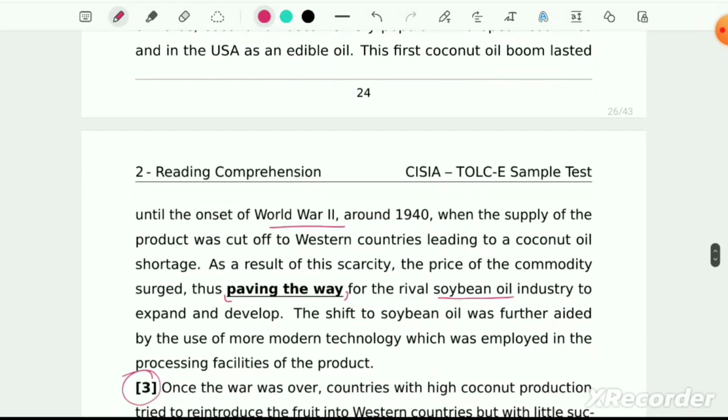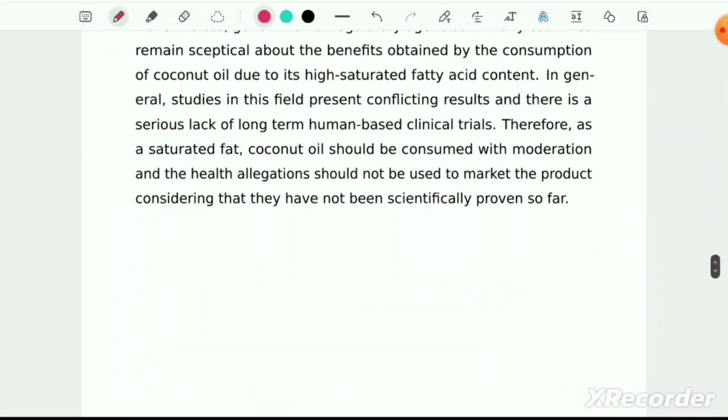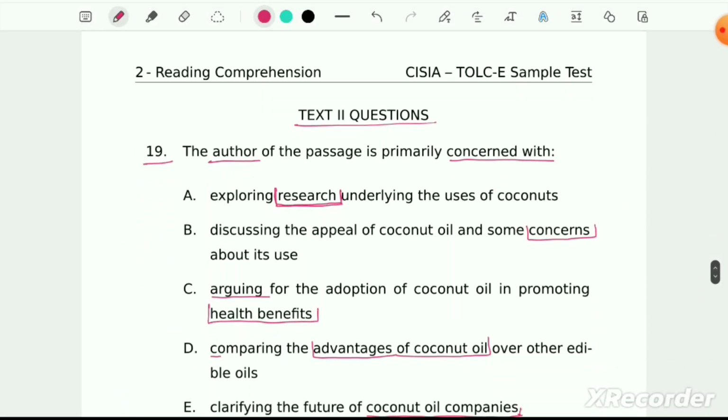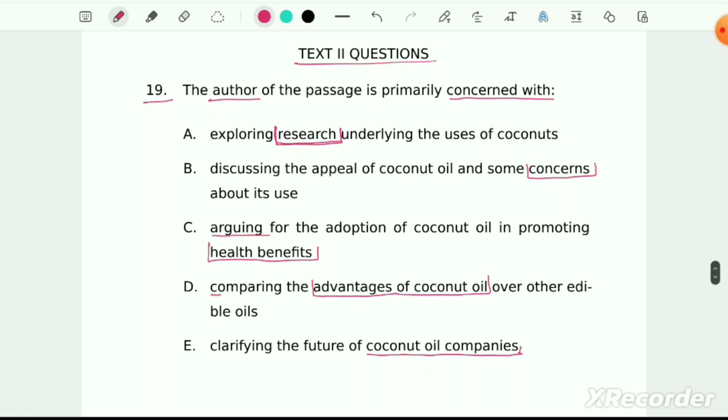Okay, now let's go with our question options. I hope we'll understand now. Exploring research underlying the use of coconuts: there was not a single word regarding research, so we can cancel this out. Discussing the appeal of coconut oil and some concern about its use. There were not any concerns actually. Okay, no, let's try it later.